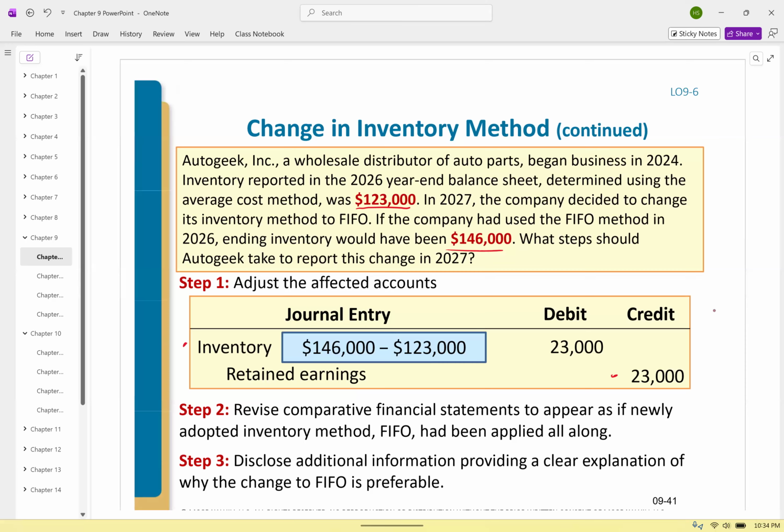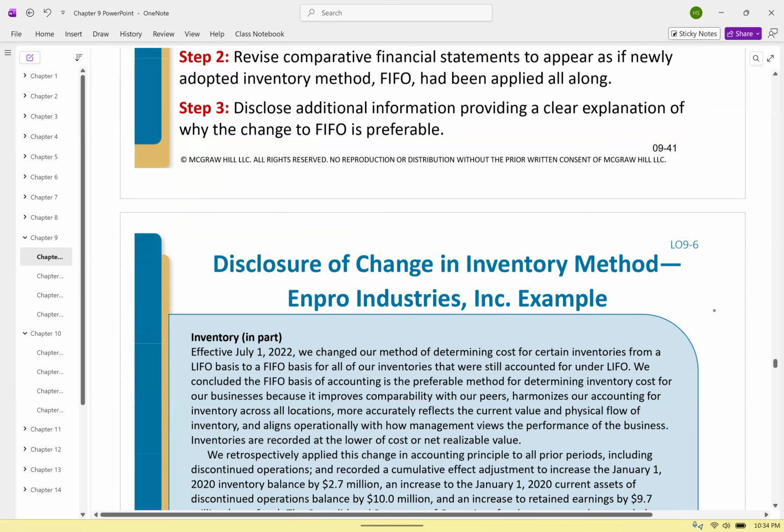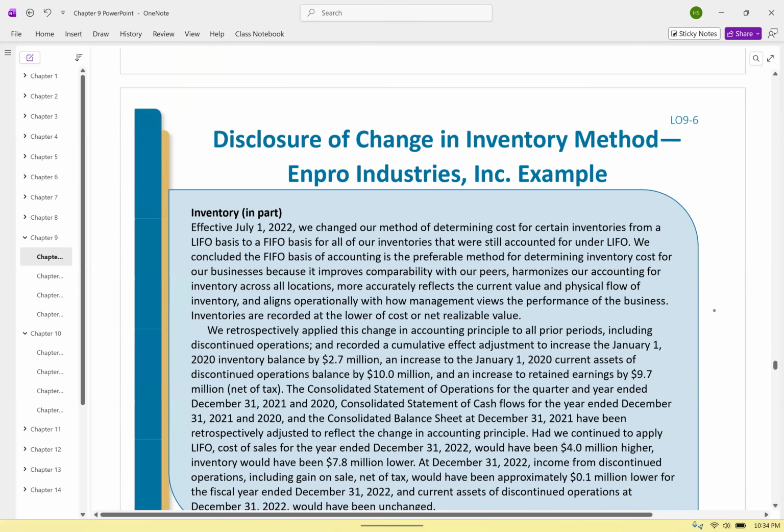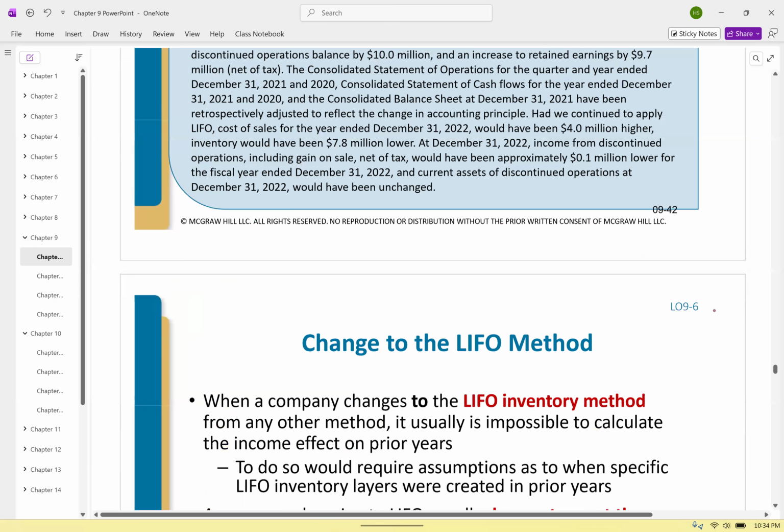Okay? This is one of those things that, like I've told you many times, there's not a lot that affects retained earnings, but this is one of them. A change in inventory method. We're going to revise the comparative financial statements to appear as if the newly adopted inventory method, FIFO, had been applied all along. We're going to disclose that too. Here they give us some disclosures on the inventory method.